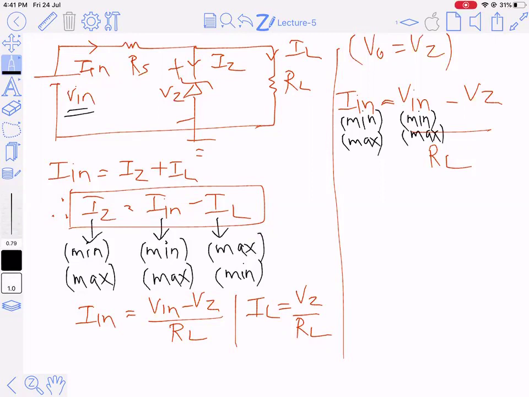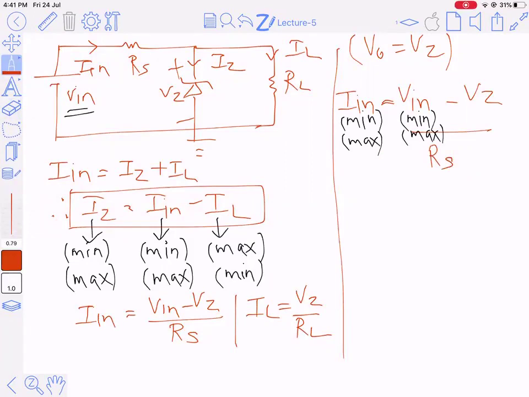One second, by mistake I wrote RL over here. This needs to be RS. The resistor is RS, right?